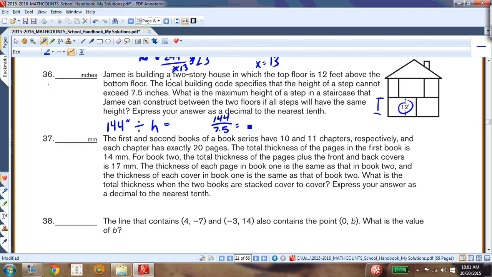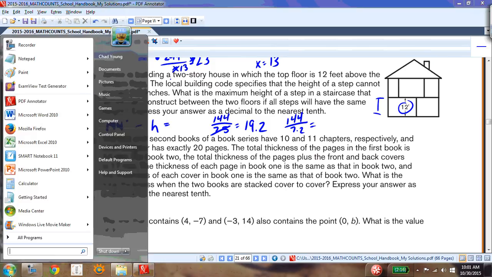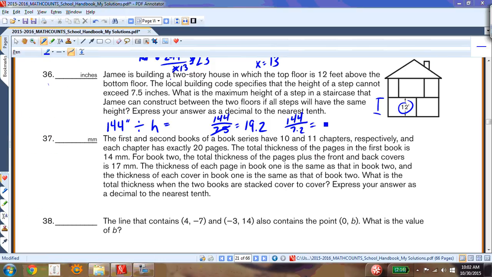is 19.2. Right, so it's not 7.5. If I do 7.4, I find that that's also not a whole number. In fact, I find that 144 divided by 7.2 is the first whole number, and that's equal to, let's see, 20, right? Yeah, so it's equal to 20. So there are going to be 20 steps, and they'll be 7.2 inches.